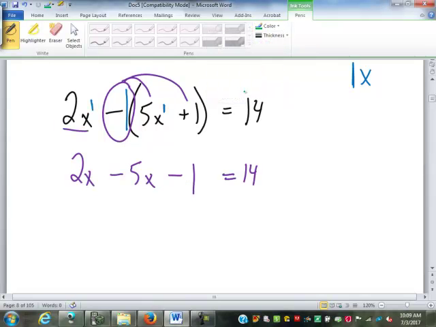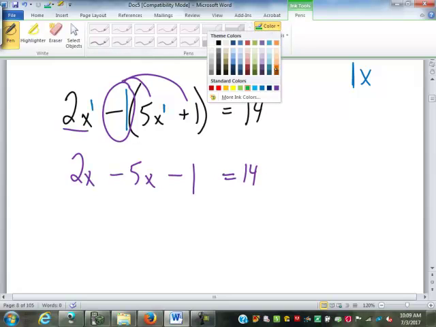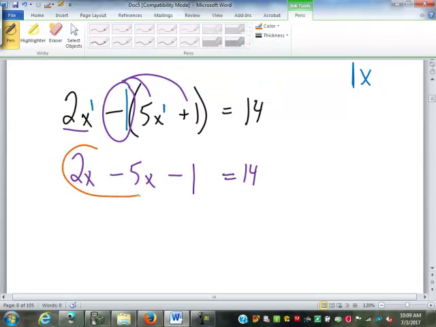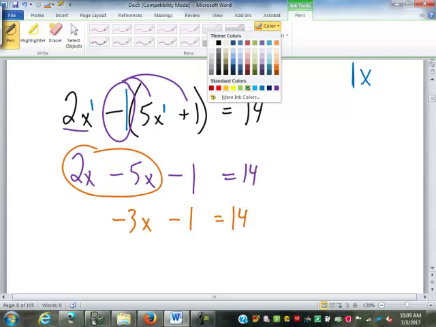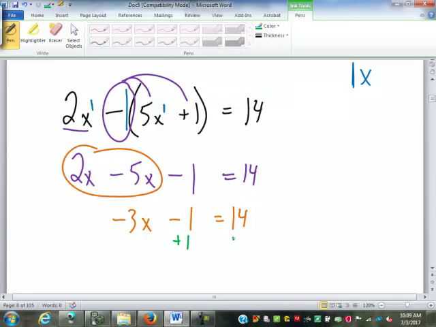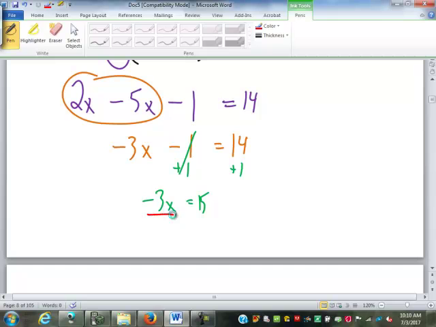Then what? 2x and -5x make -3x. Still have the -1. And then add 1. -3x equals 15. And then divide by -3. So x equals -5 here.